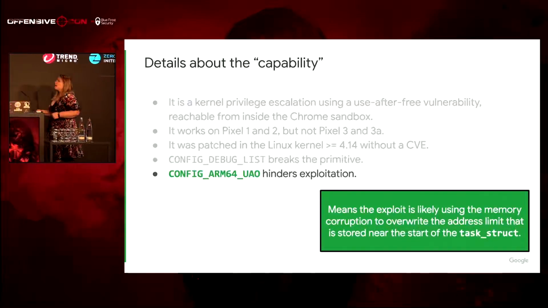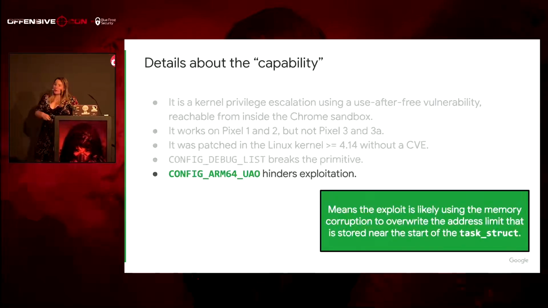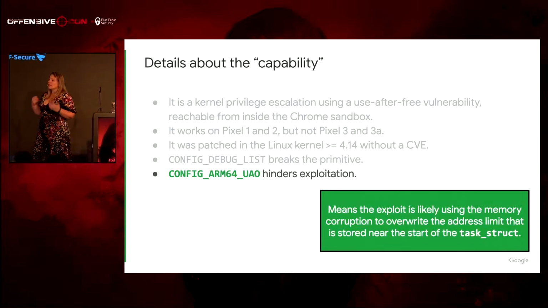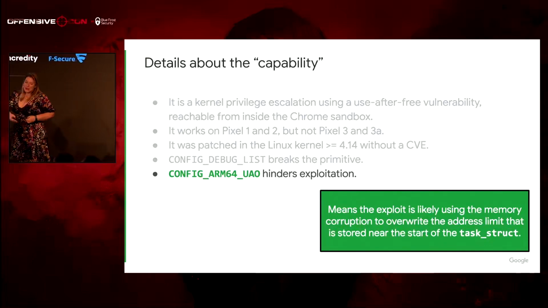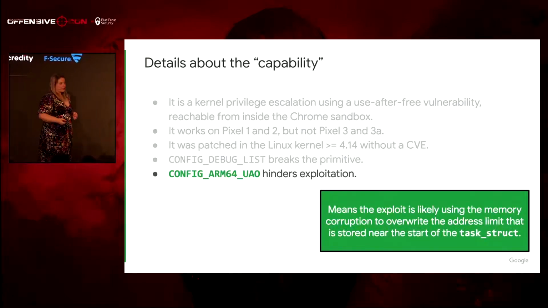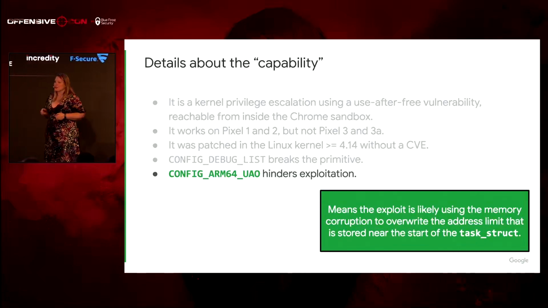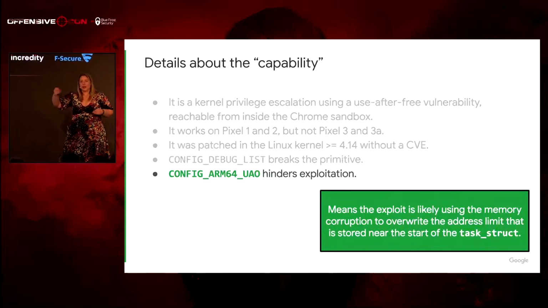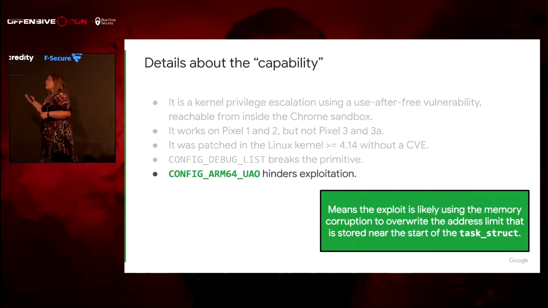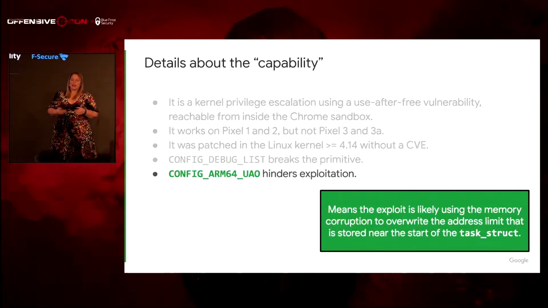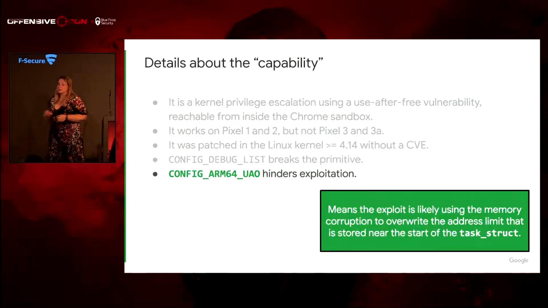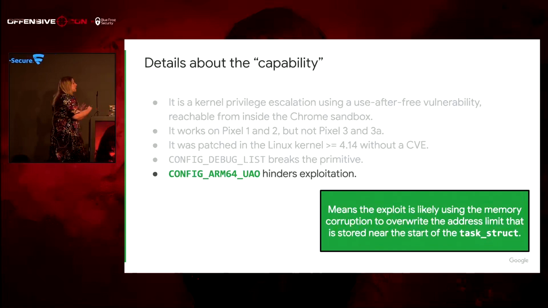The next detail we had is that CONFIG_ARM64_UAO hinders exploitation. It doesn't break it, it just hinders it. So UAO is user access override, basically what it means is that if we were trying to overwrite the address limit, which we are, which tells you whether or not your user mode operation, for example, can access kernel memory or not, it's that bound. Rather than our exploit just overwriting the address limit in the task struct, it would have to change another flag if CONFIG_ARM64_UAO is also enabled. So we can get from that the exploit is likely using memory corruption to change that address limit.